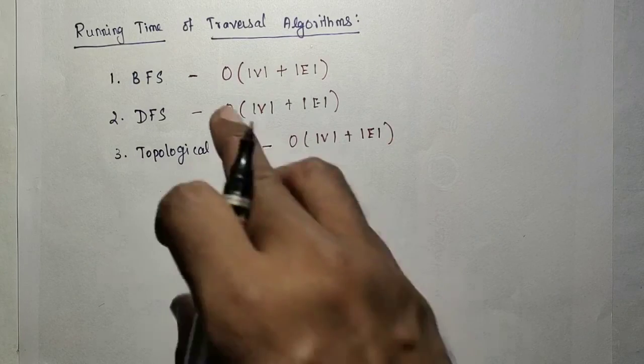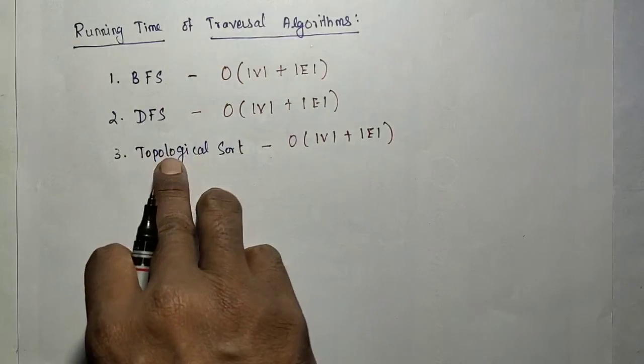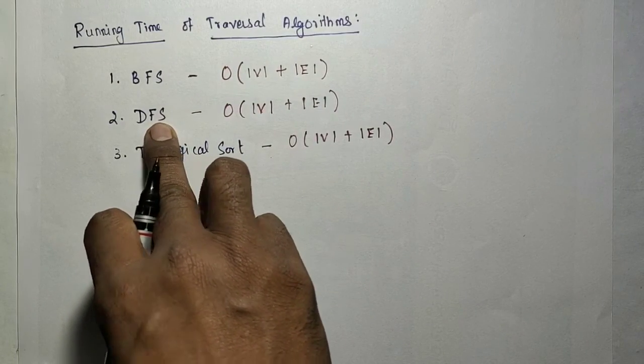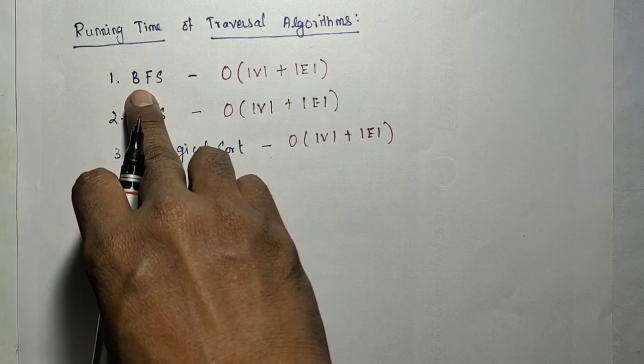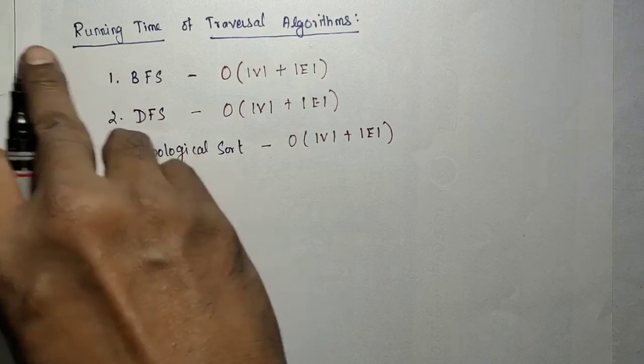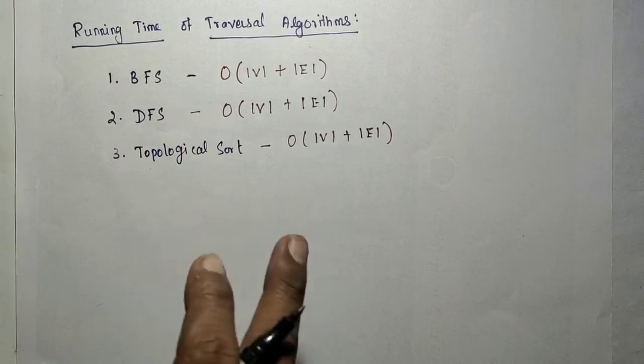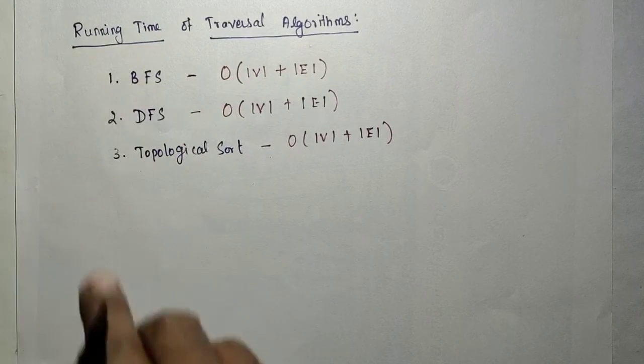So here the topological sort is an application of DFS. What is the purpose of BFS? That application is finding the shortest distance from the starting node to all other nodes. So that is an application of BFS.